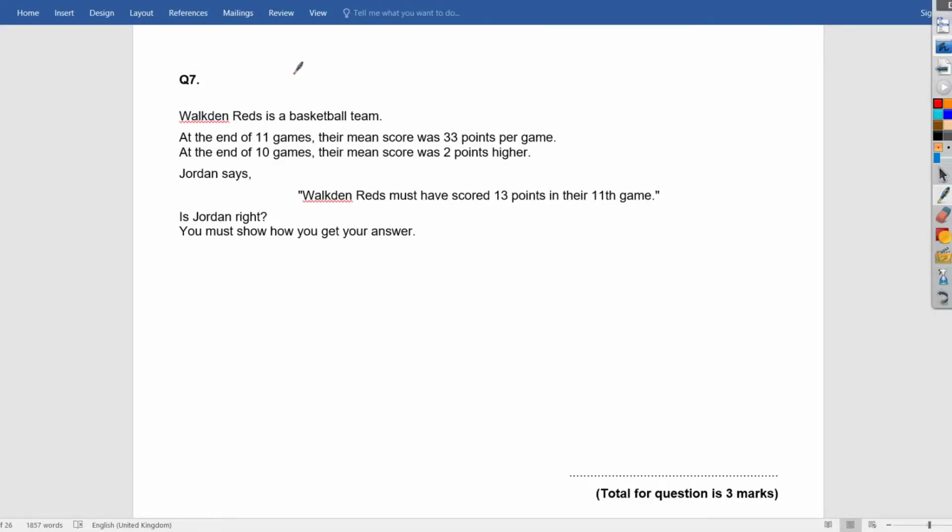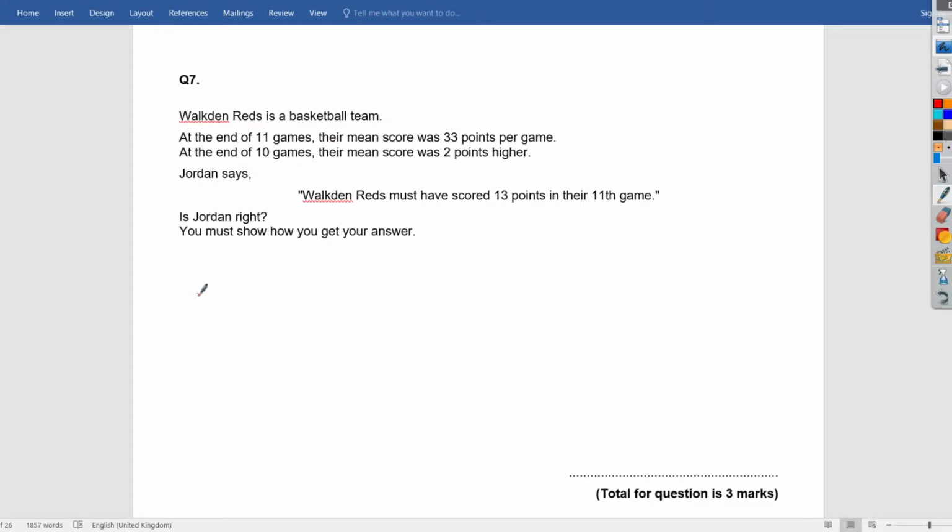Unit 3, higher, GCSE, continuing on question 7. Let's have a quick read. Walkden Reds is a basketball team. At the end of 11 games, the mean score was 33 points per game. At the end of 10 games, the mean score was 2 points higher. Jordan says Walkden Reds must have scored 13 points in the 11th game. Is Jordan right? You must show how you get your answer.